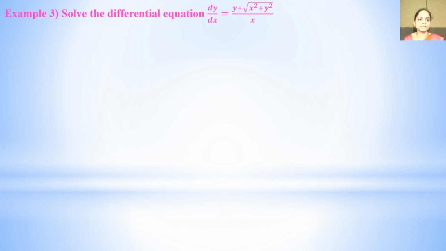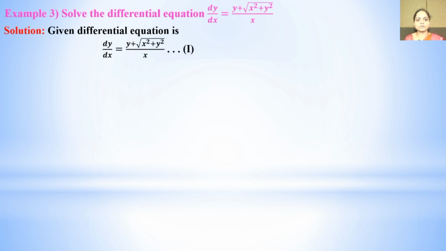Now see the third example, which is: solve the differential equation dy by dx is equal to y plus root of x square plus y square divided by x. In this differential equation, the degree of all the terms are same. So, this is a homogeneous differential equation. Let's start the solution. Given differential equation is dy by dx is equal to y plus root of x square plus y square divided by x, which is our equation 1.